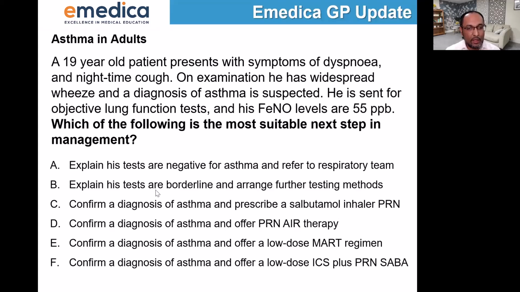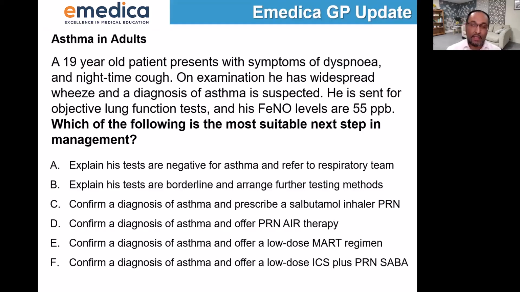What's interesting is hardly anyone has picked A and B, which is good. It shows that you've already learned that part of the guideline, i.e. what's the diagnostic threshold for an adult. You can see if their FeNO levels are 55, that's enough to make a diagnosis. Because what's the threshold? Type into the chat. We covered this in the first question. Just let's consolidate it. 50, that's right.